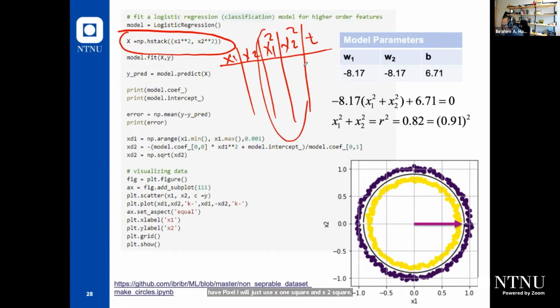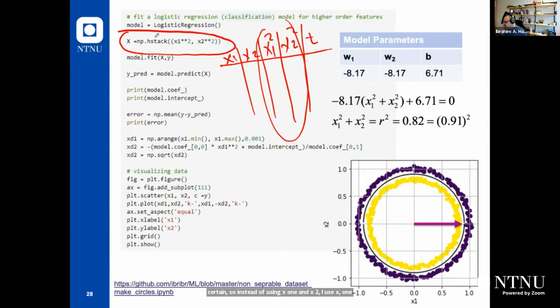So I will use this one instead of using the original x1 and x2, because when it's x1 square and x2 square, it will give me more advantage, because instead of generating a line, we can generate a circle. So my decision line, instead of being a straight line, it could be a circle. So instead of using x1 and x2, I will use x1 square and x2 square. So x will consist of x1 square and x2 square.